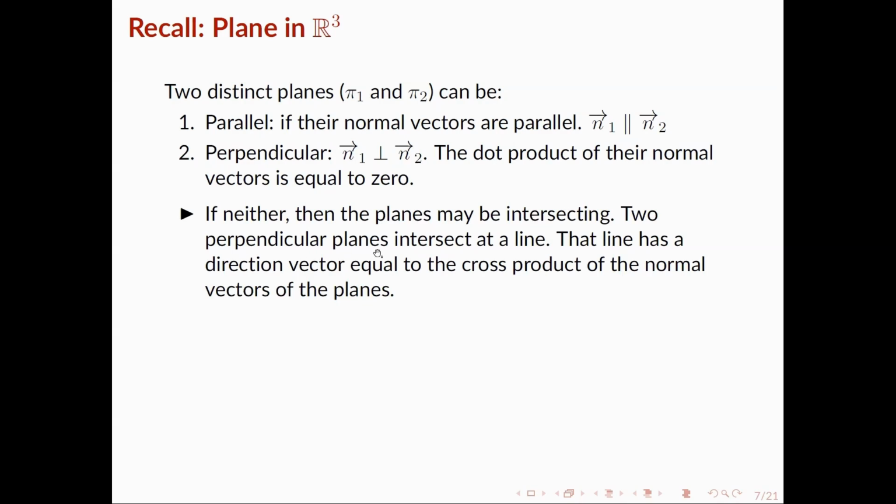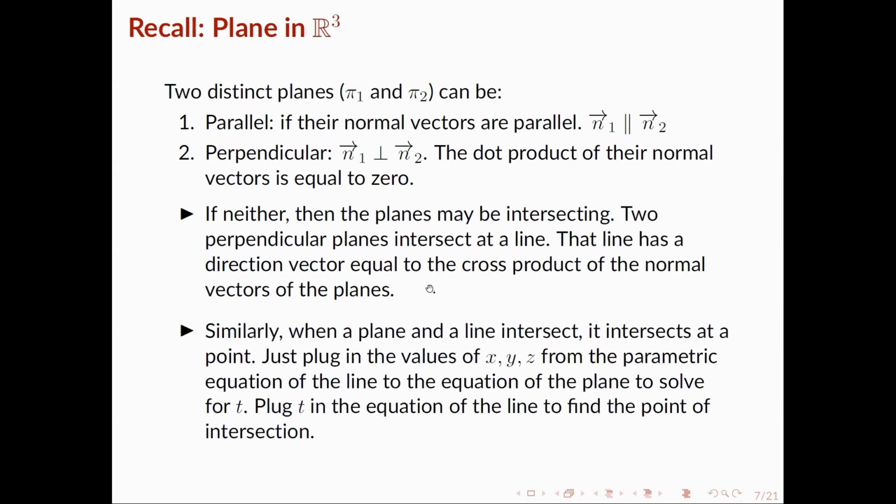Two non-parallel planes intersect at a line. That line has a direction vector equal to the cross product of the normal vectors of the planes. In the same way, when a plane and a line intersect, it intersects at a point. Just plug in the values of x, y, z from the parametric equation of the line to the equation of the plane to solve for t. Plug t in the equation of the line to find the point of intersection.